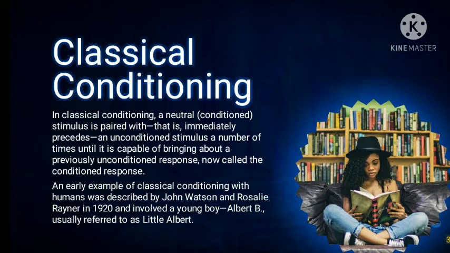An early example of classical conditioning with humans was described by John Watson and Rosalie Rayner in 1920 and involved a young boy, Albert B., usually referred to as Little Albert.